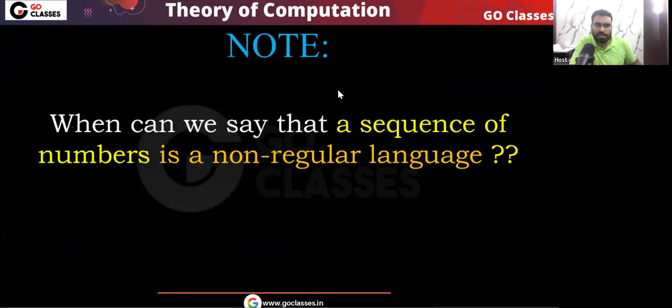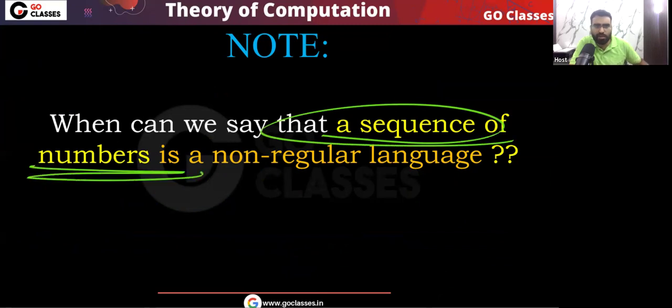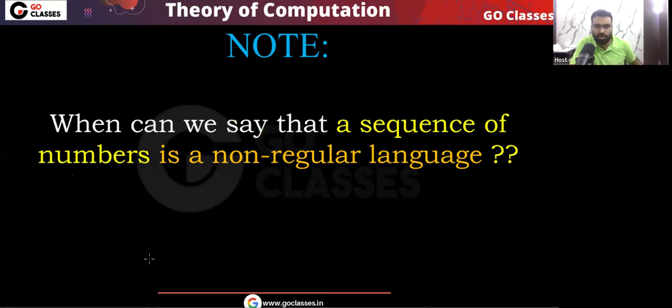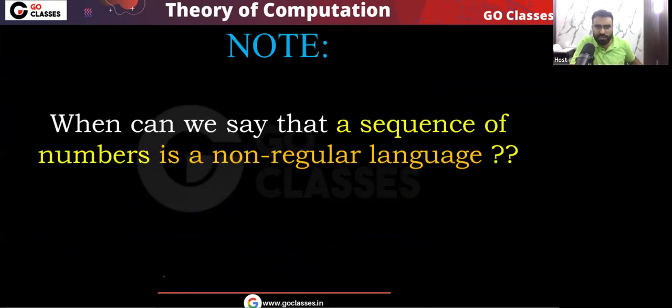Now let's see this very important topic: when can we say that a sequence of numbers is regular, and when can we say that a sequence of numbers is non-regular? Let me explain what I want to say. Sequence of numbers, what does it mean? For example, the prime number sequence. Is this regular or non-regular?